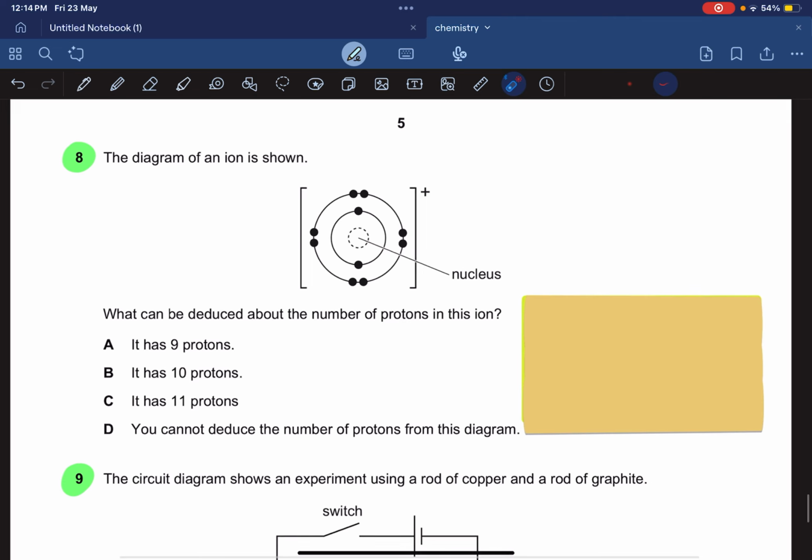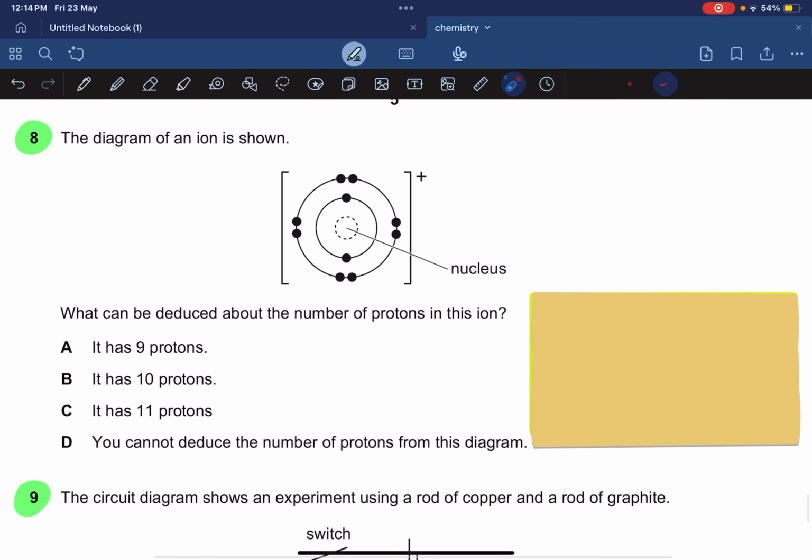Moving on to question number 8. The diagram of an ion is shown. Okay, but that does not mean it's a negatively charged ion, because over here it's a cation. Because this ion was not part of, it was not together. It was separate. Okay, moving on.